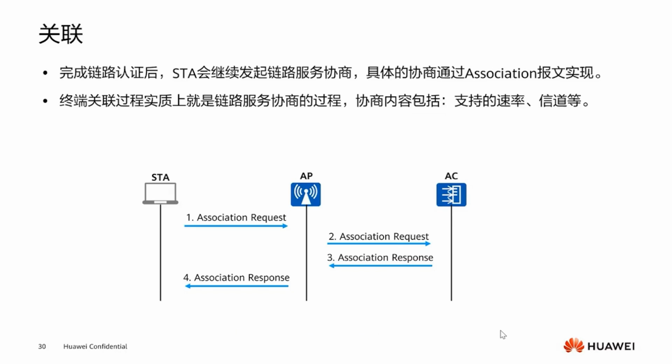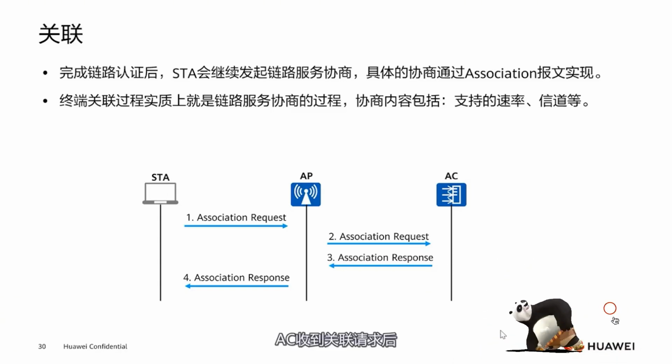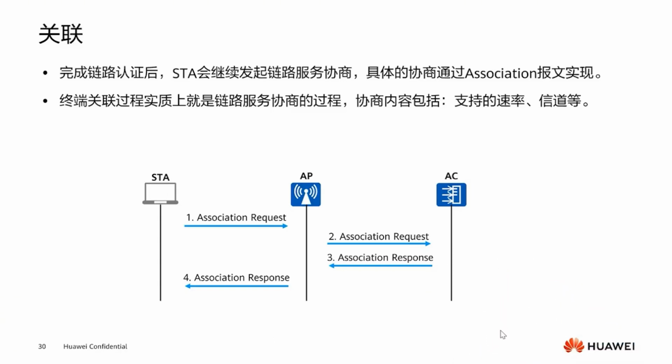After receiving the association request frame, the AP encapsulates it using CAPWAP and reports it to the AC. After the AC receives the association request, it determines whether user access authentication is needed and responds with an association response. Finally, after the AP receives the association response, it encapsulates it using CAPWAP and sends it to the STA. This is the process of association. After completing these three steps, the terminal can go online normally.